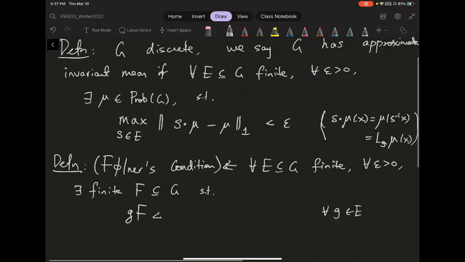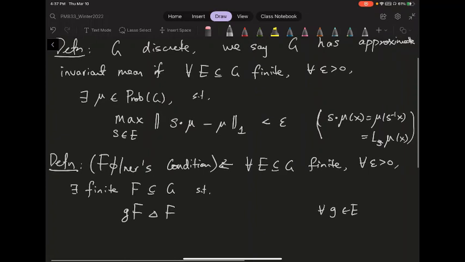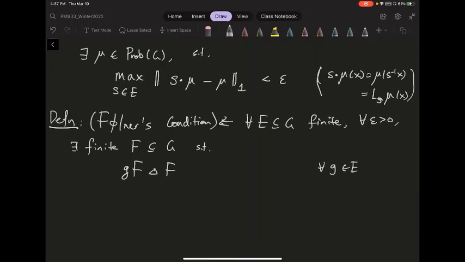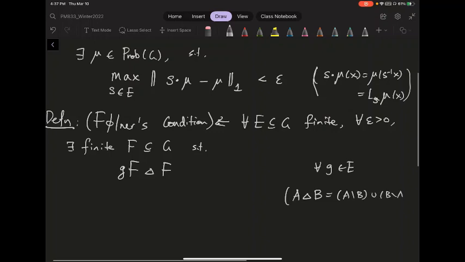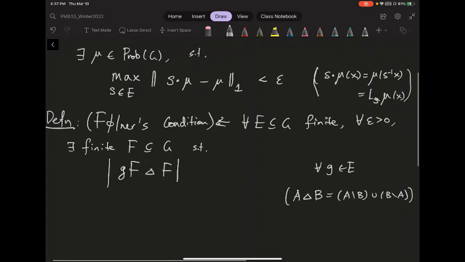What I mean by that is that if I take their set difference, let's use this triangle. If you recall, A triangle B, if you're from computer science, is basically the exclusive OR. You can think about it as A take away B, union B take away A. So the exclusive OR, exactly one of A or B. Basically, I require there exists some finite set so that this translation is really close to F.